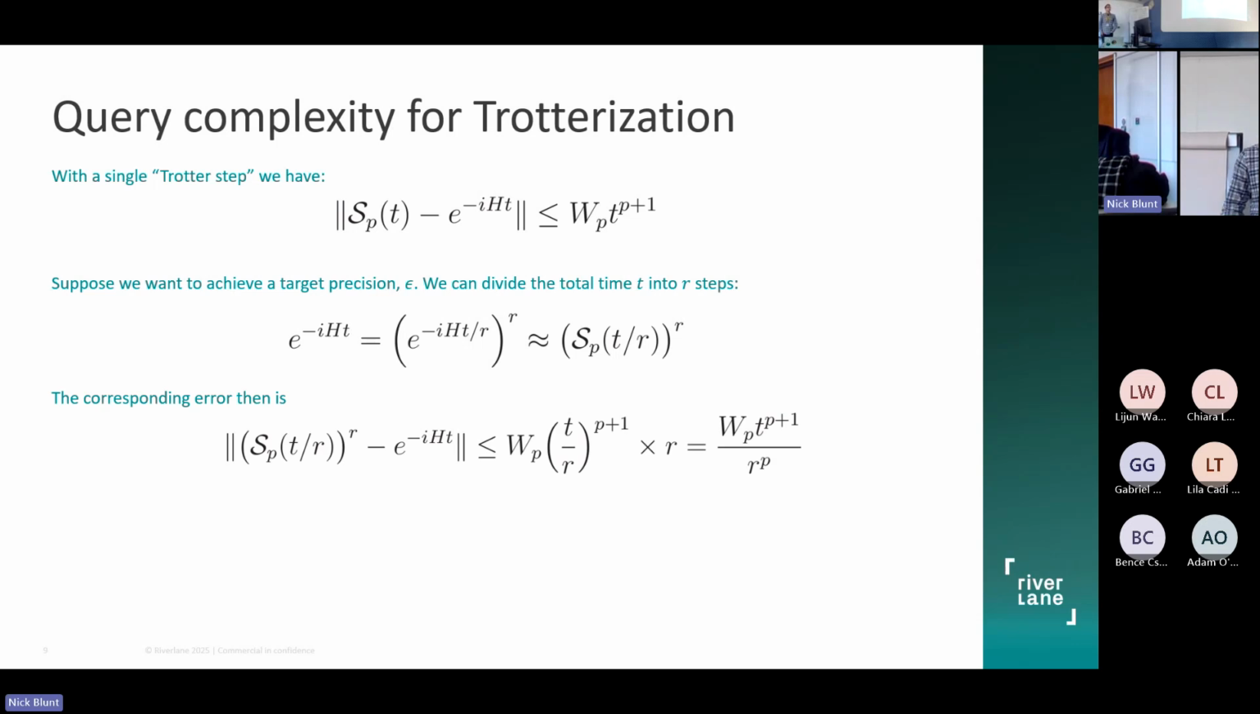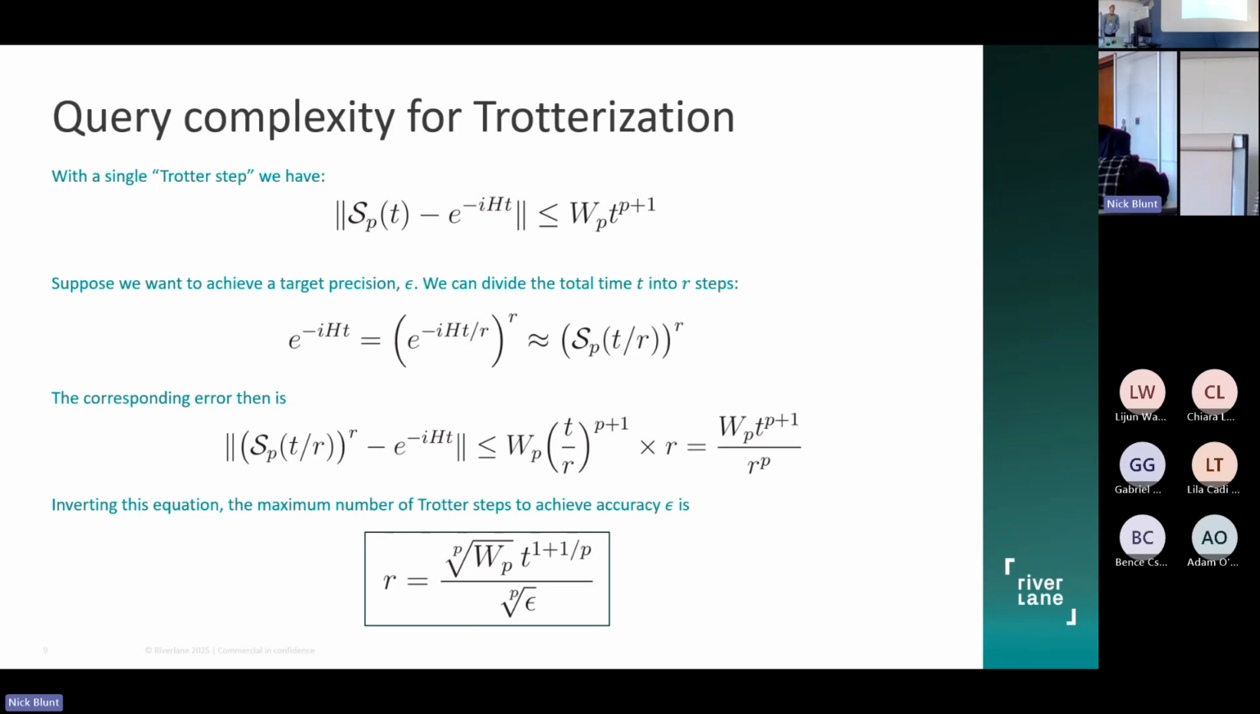And so if we look at the corresponding error, we need to replace t by t over r and multiply it by this factor of r because we're taking r steps. And if we just invert this equation, it is telling us if we have a target error epsilon, how many steps r do we need to take? And so this goes as the p-th root of our error norm, and it goes as 1 over the p-th root of epsilon. And the scaling in time is 1 plus 1 over p.